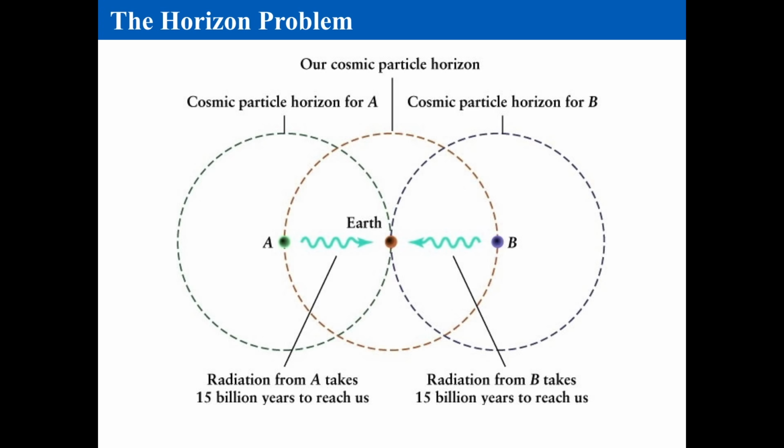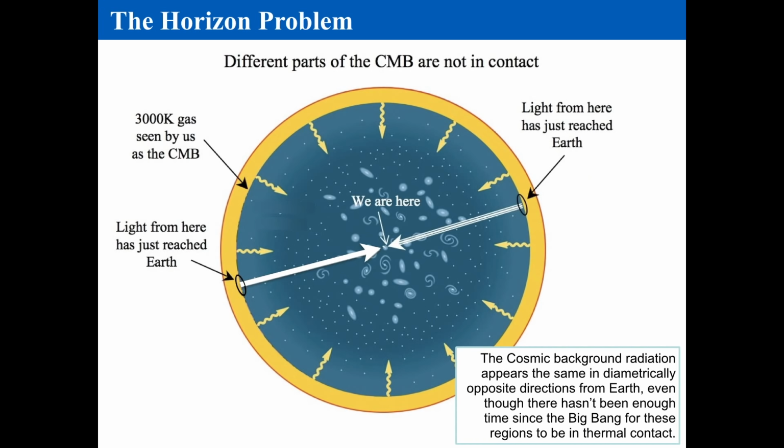So the light took 13.8 billion years to get to us from here, and 13.8 billion years to get to us from there. And we're seeing it for the first time, just like this. So we see everything from every direction as a 3000 Kelvin gas. That's what we see the temperature being. And each of these patches is just getting to us now, which means that light has only had the chance to mix, to influence any other particle at that moment.